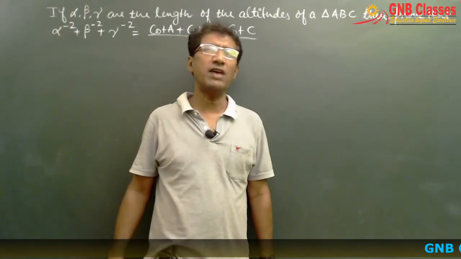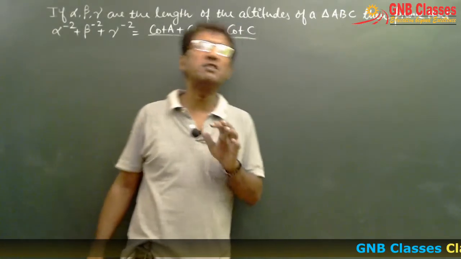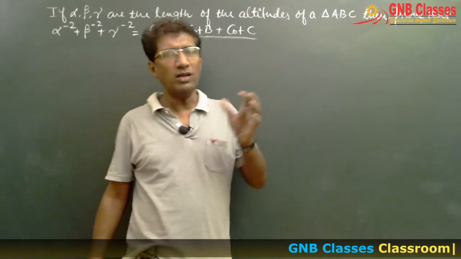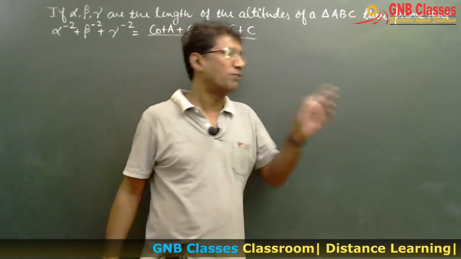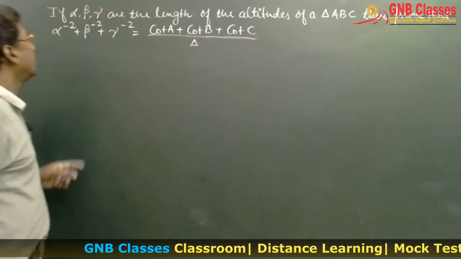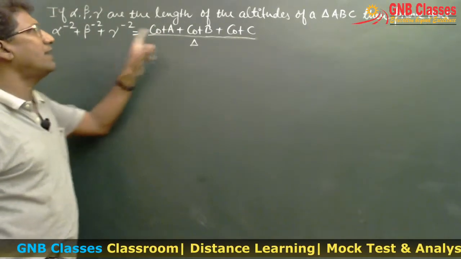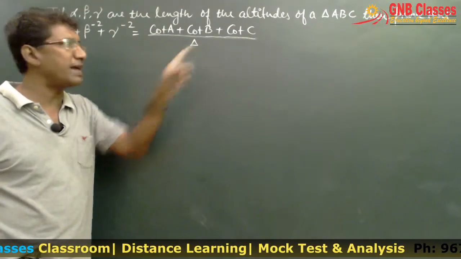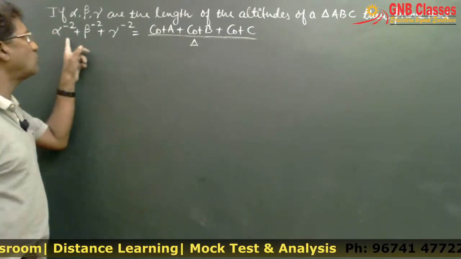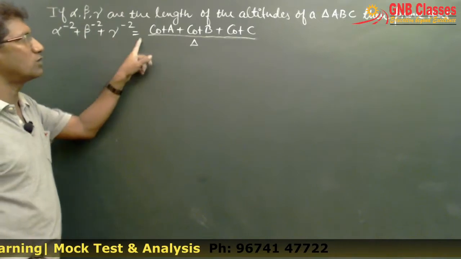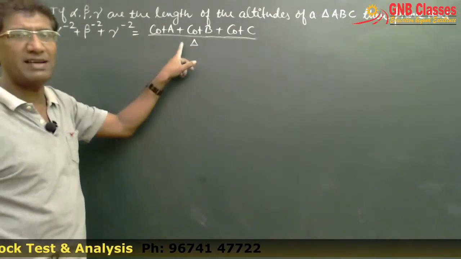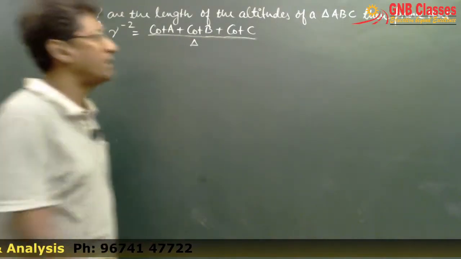In this lecture, we are going to discuss the problems based on the formula of areas in the triangle. Now, the first problem is, if alpha, beta, gamma are the lengths of the altitudes of any triangle ABC, then prove that alpha to the power minus 2 plus beta to the power minus 2 plus gamma to the power minus 2 equals cot A plus cot B plus cot C divided by del. Del is the area of the triangle ABC.